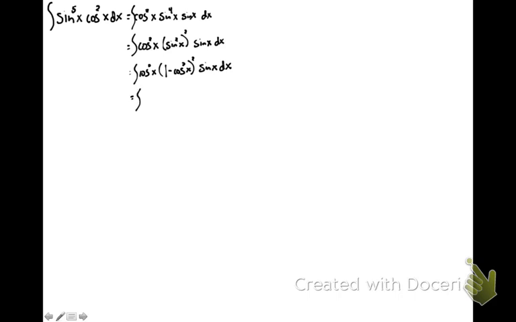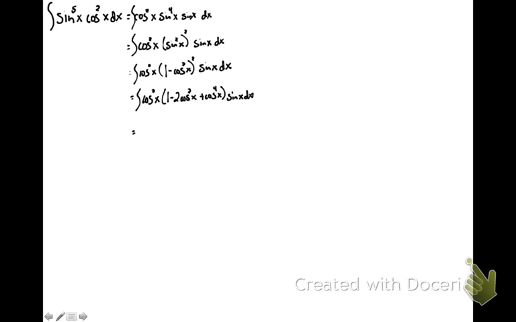And when I expand 1 minus cosine squared x squared, I'm left with 1 minus 2 cosine squared x plus cosine to the fourth x, times the sine of x dx.